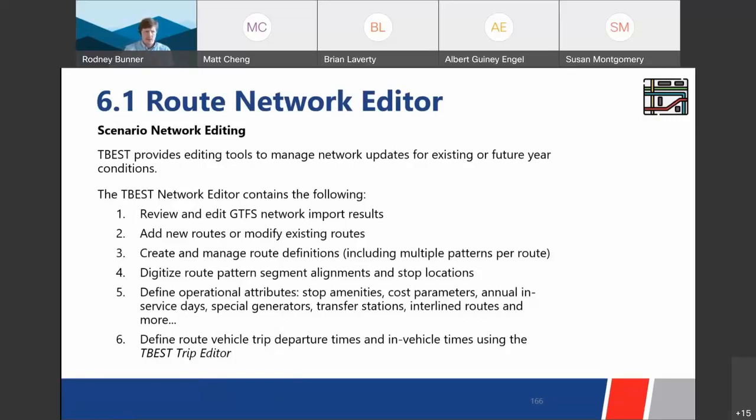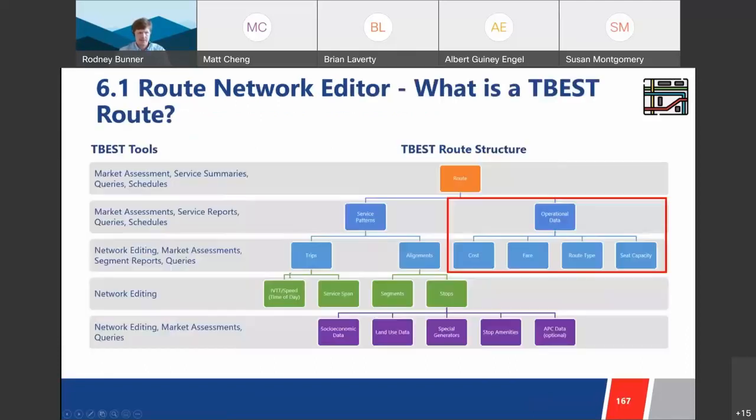So the TBEST route network editor allows the following: review and edit GTFS network import results. We just did that. Add new routes or modify existing routes. We will do that in this particular section. Create and manage route definitions, including multiple patterns per route. Digitize route pattern segment alignments and stop locations. Define operational attributes, and define route vehicle trip departure times and in-vehicle times using the trip editor. So we'll dive into all of these options.